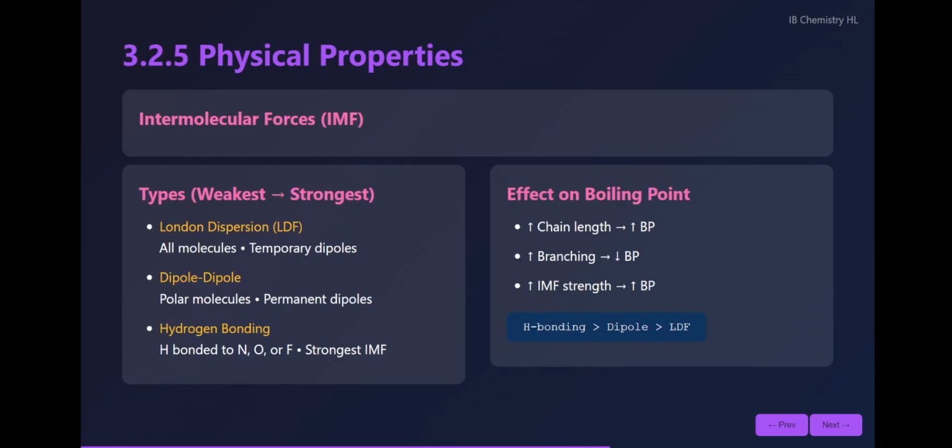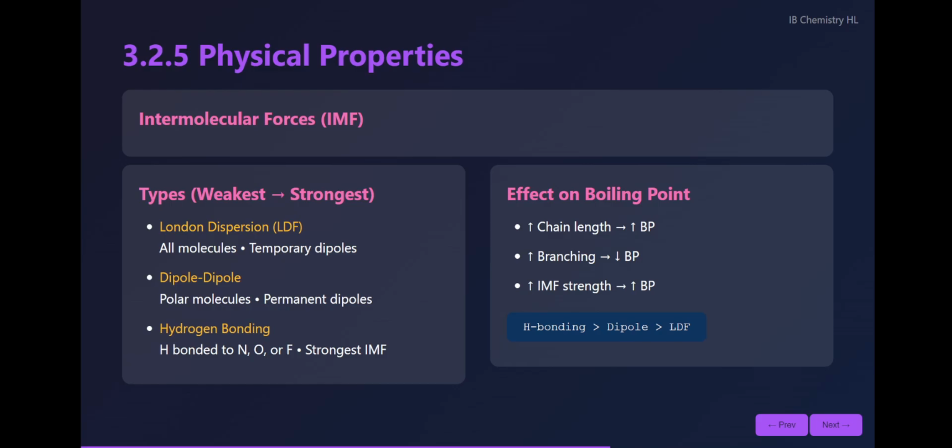3 factors affect boiling point. Chain length: longer means more electrons, stronger London dispersion forces, higher boiling point. Branching: more branching means less surface contact, lower boiling point. Intermolecular forces: this is huge. London dispersion forces are the weakest. Every molecule has these. Dipole-dipole is medium, present in polar molecules only. Hydrogen bonding is the strongest when hydrogen bonds to nitrogen, oxygen, or fluorine.